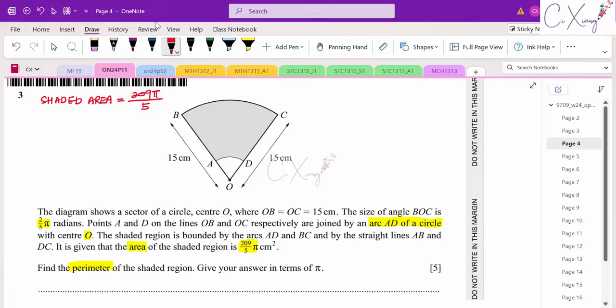Okay, and then if you observe this particular question, we know that OB, the radius for the big sector, is 15, but we actually don't know the radius for the small sector. So maybe I can label this as R, and by using this shaded area, I want to try and find out the value for R. How can I get the shaded area as shown in the question? So you can see that basically we are using the big sector minus the small sector. And you get this particular value.